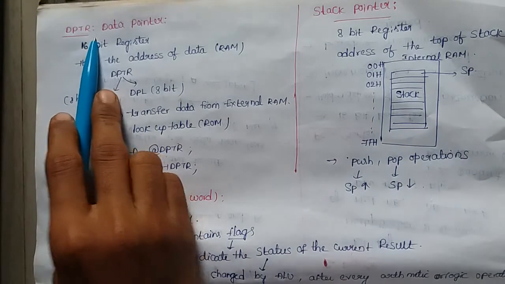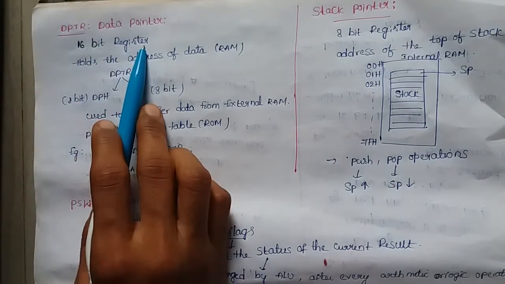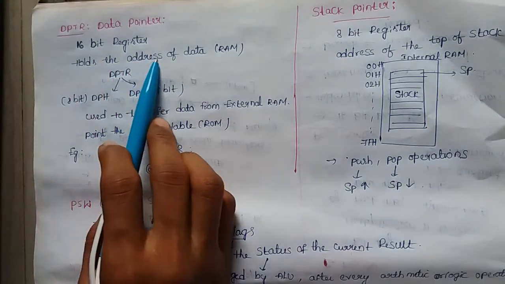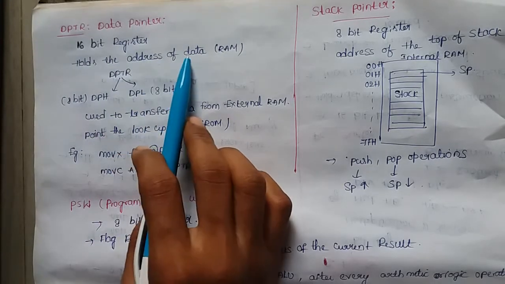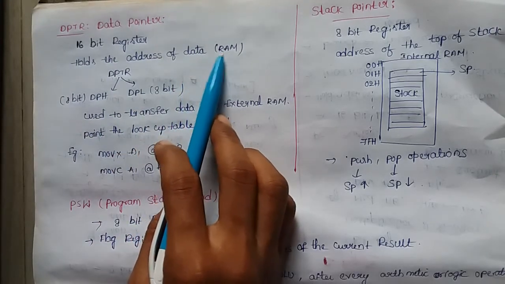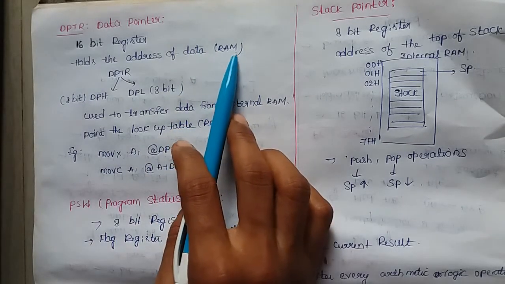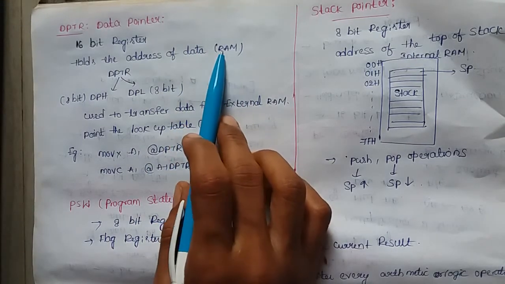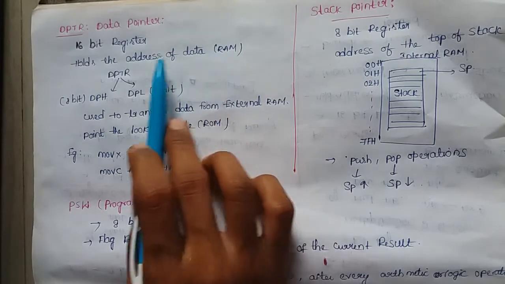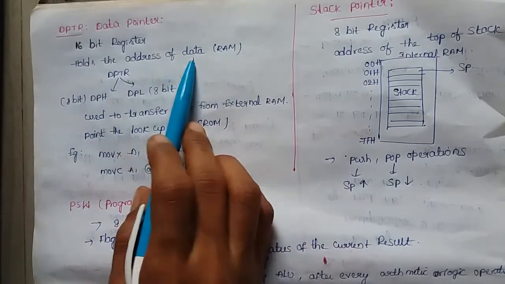Coming to DPTR, that is the data pointer. It is a 16-bit register. It holds the address of the data in data memory. Actually, RAM. Data memory is nothing but a RAM. RAM is used to save the data value, so it is the data memory. It holds that data address. Holds the address of the data.